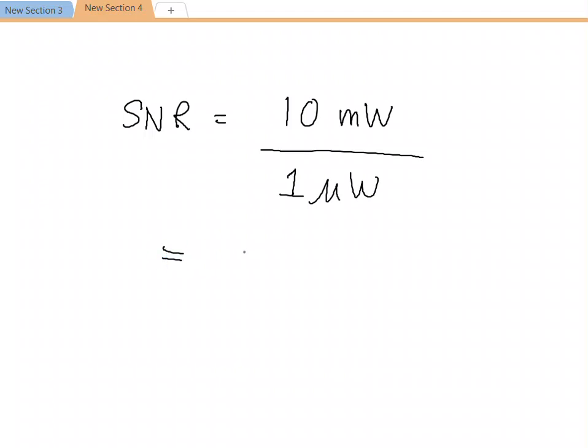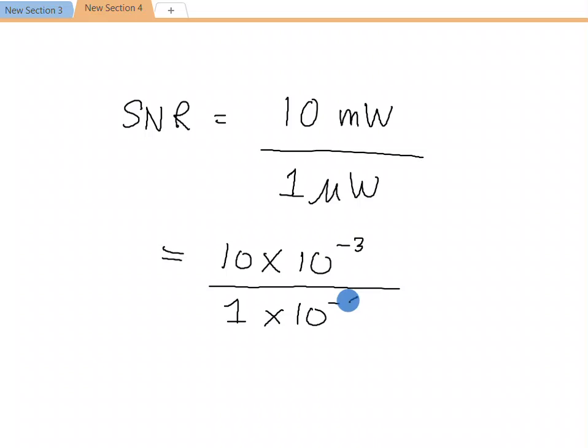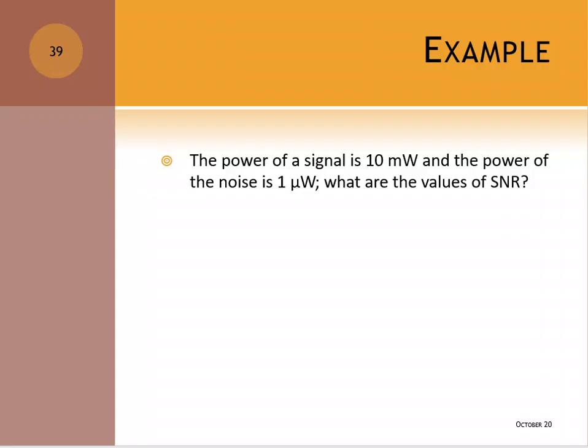So we convert to watt: 10 times 10 to the power of minus 3, divided by 1 times 10 to the power of minus 6. So the answer is 10,000. Ratio doesn't have any unit. So the answer just now is 10,000.